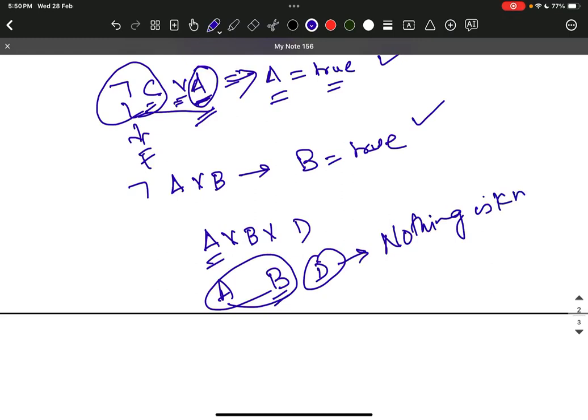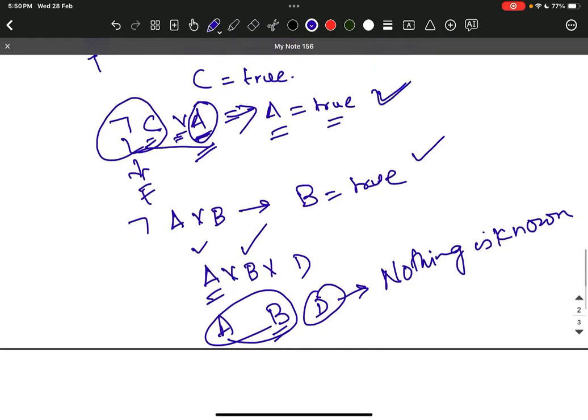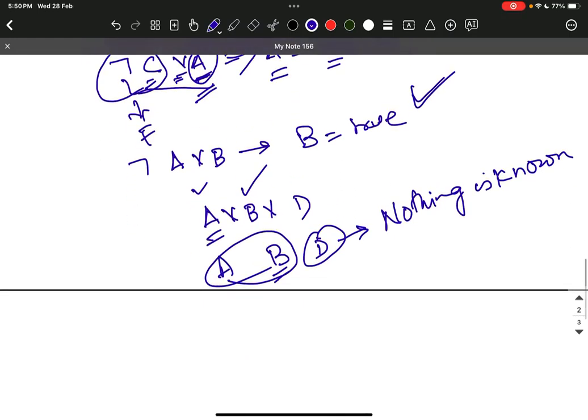Nothing is known. Why is nothing known? Because A is true, B is also true. We got it from here: A is true and B is true. So what it says is that this clause has to be true. Keep in mind, this clause has to be true.